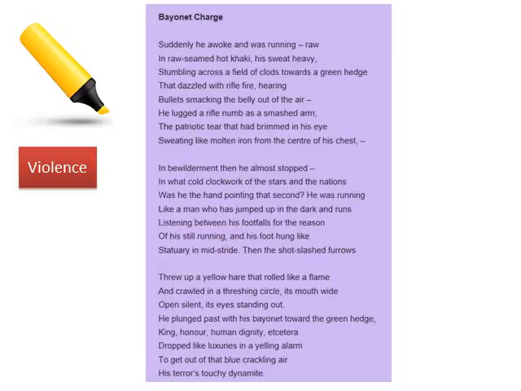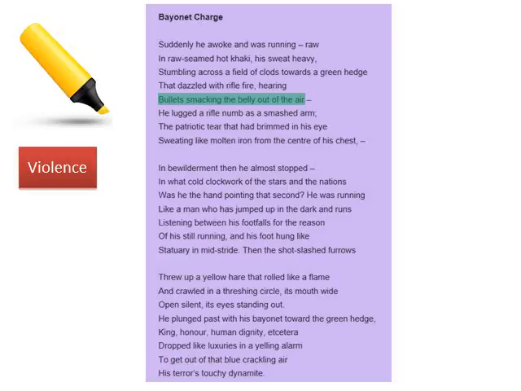Then the shot slashed furrows, threw up a yellow hare that rolled like a flame and crawled in a threshing circle, its mouth wide open, silent, its eyes standing out. He plunged past with his bayonet toward the green hedge. King, honour, human dignity, etc. dropped like luxuries in a yelling alarm to get out of that blue crackling air, his terror's touchy dynamite.